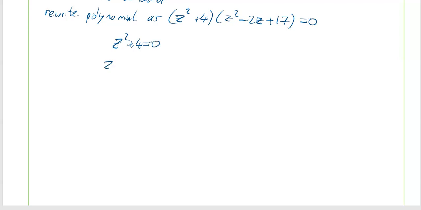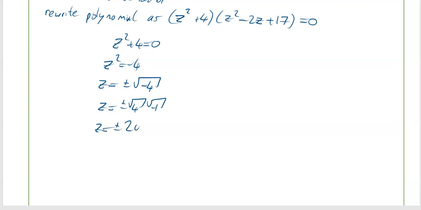That was z to the power 2 plus 4, so z squared plus 4 is equal to 0, solving the first one, which means z squared is equal to minus 4, which means z is equal to plus or minus the square root of minus 4, which we can now do using our complex numbers. So that's going to be plus or minus the square root of 4 times the square root of minus 1. So z is equal to plus or minus 2i. Okay, I made a bit of a meal of that one, but we got there in the end.